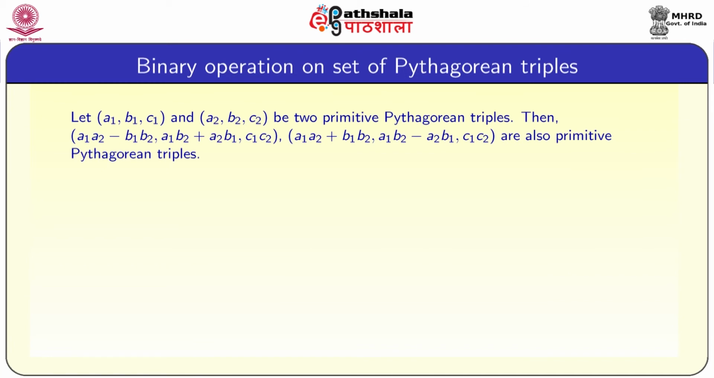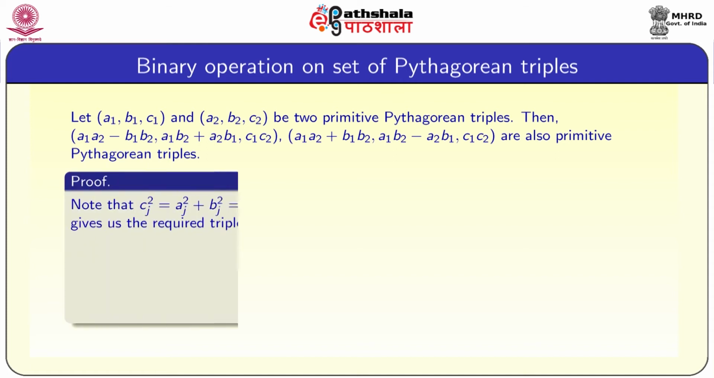Binary operations on the set of Pythagoras triples. That means if we have 2 primitive Pythagoras triples, then we can create another Pythagoras triple by defining some operation among them. Let us assume a1, b1, c1 and a2, b2, c2 be 2 primitive Pythagoras triples, then a1 a2 minus b1 b2, a1 b2 plus a2 b1, c1 c2 and a1 a2 plus b1 b2, a1 b2 minus a2 b1, c1 c2 are also primitive Pythagoras triples. That means, from 2 Pythagoras triples we are creating other Pythagoras triples.